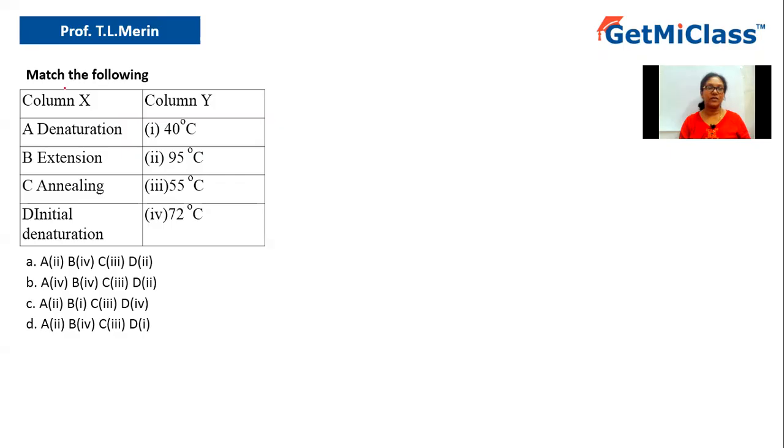Today we're going to solve this question which says match the following, where they have given column X and column Y. They have given A denaturation, B extension, C annealing, D initial denaturation. And column Y is 40 degrees Celsius, 95 degrees Celsius, 55 degrees Celsius, 72 degrees Celsius. We have to match column X and Y and further we have to look for the correct option from A, B, C, D. So first, let us talk about the first one, which says denaturation.